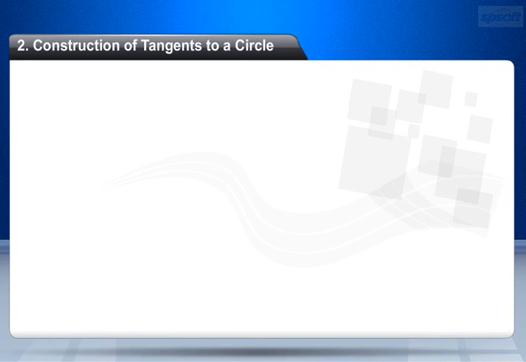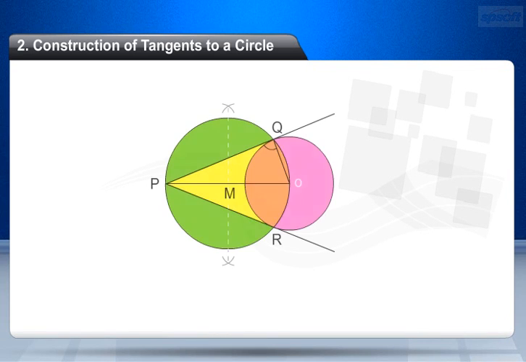Tangent. A tangent to a circle is a line that intersects the circle at only one point. If the point lies on the circle, then there is only one tangent to the circle at this point, and it is perpendicular to the radius through this point.